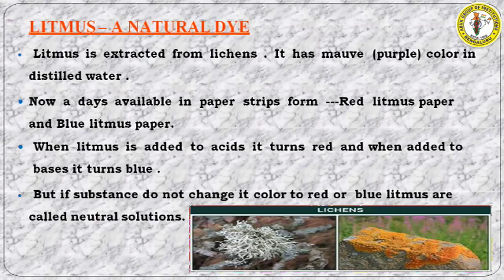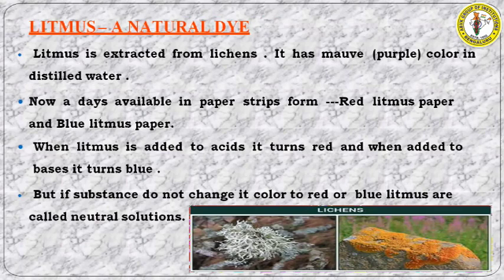Nowadays it is available in paper strips as red litmus paper and blue litmus paper. So you will have two types of litmus paper, red litmus paper and blue litmus paper. So when litmus is added to acids, it turns red, and when added to bases, it turns blue. So if you want to test the acids, you need to use blue litmus. It will change its color to red. And when you want to test with base, you need to use red litmus. It will turn into blue. Okay, this is what you need to use when it comes to litmus.